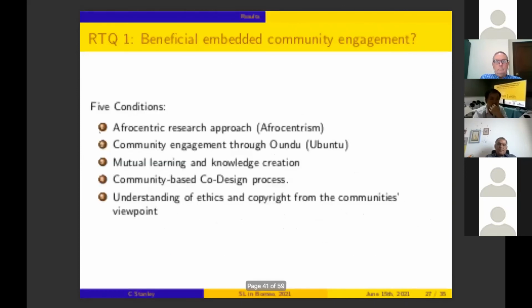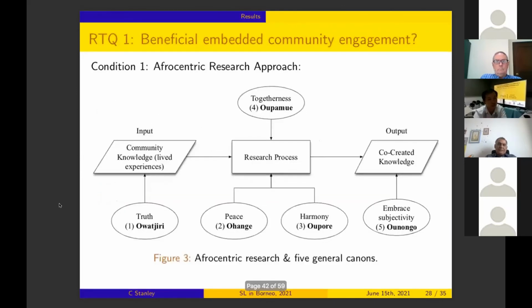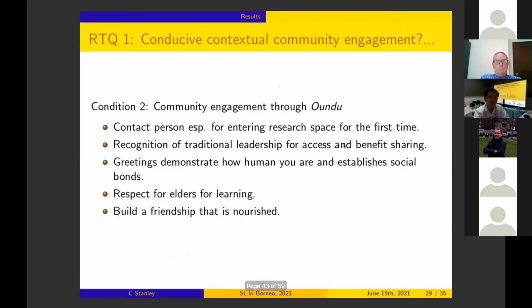Right, so the first one now, the Afrocentric research approach. What we have devised is that your input into your process is the lived experiences. Your lived experiences, especially also the community's lived experiences, are tested over years. We don't need to experiment to test again whether what the communities are telling us is true or not. And while we are doing this research process, let's have peace and harmony, and our co-created knowledge, and also we should embrace subjectivity. So the output is knowledge. I mean, we're all doing this to have some output. So that is on the Afrocentrism.